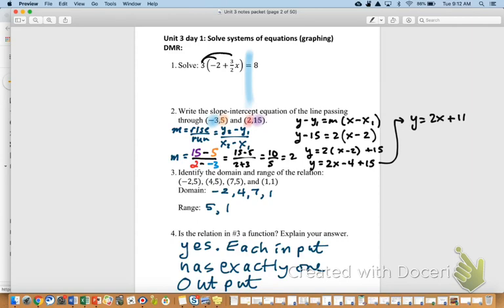So 3 times negative 2 is negative 6. What is 3 times 3 halves? It's 9 over 2, right? Because it's technically 3 over 1 times 3 over 2. So it'd be plus 9 over 2x equals 8.